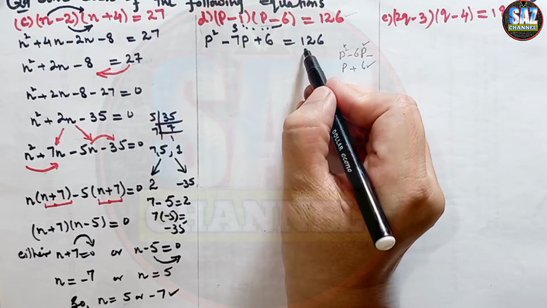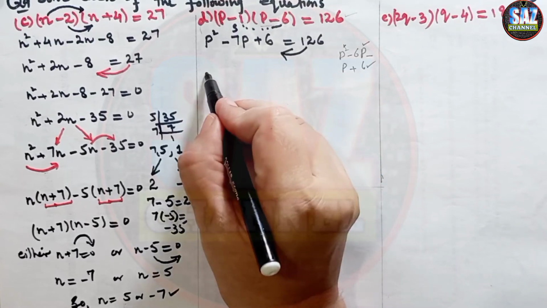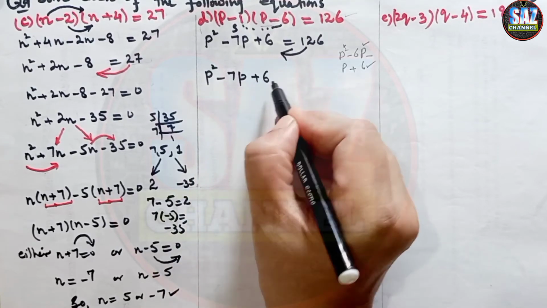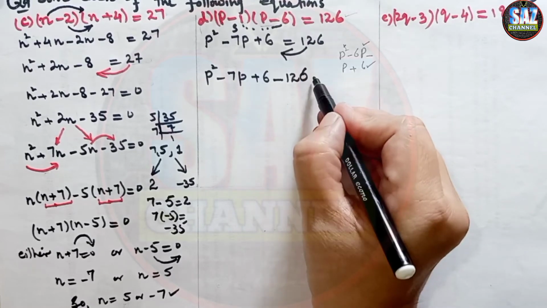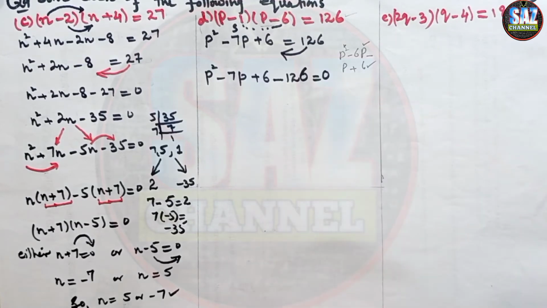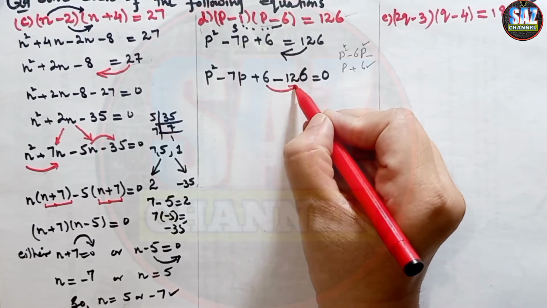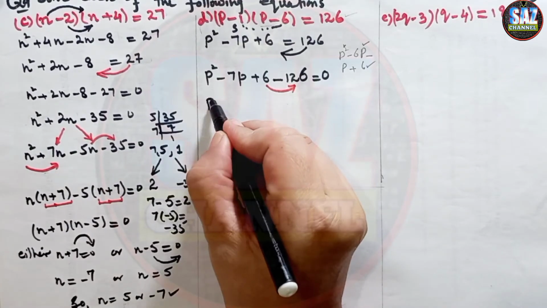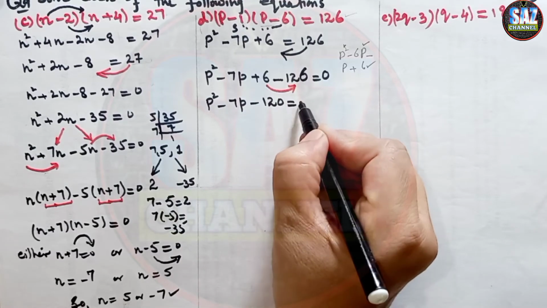Now what I have to do is that I have to shift, remember that we have to shift this constant to other side, and the equation will take the form p square minus 7p plus 6, and do not forget to change the sign of 126, this is important concept, is equal to 0. Now 6 and 126 are the like terms, solve them. Okay, and it will take the form p square minus 7p minus 120 equals to 0.